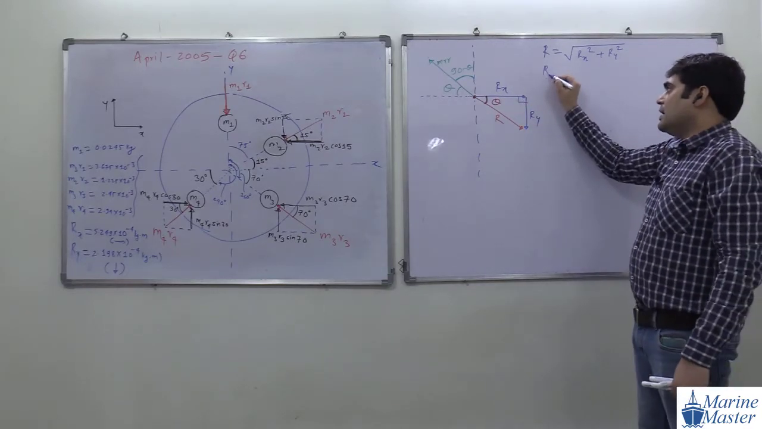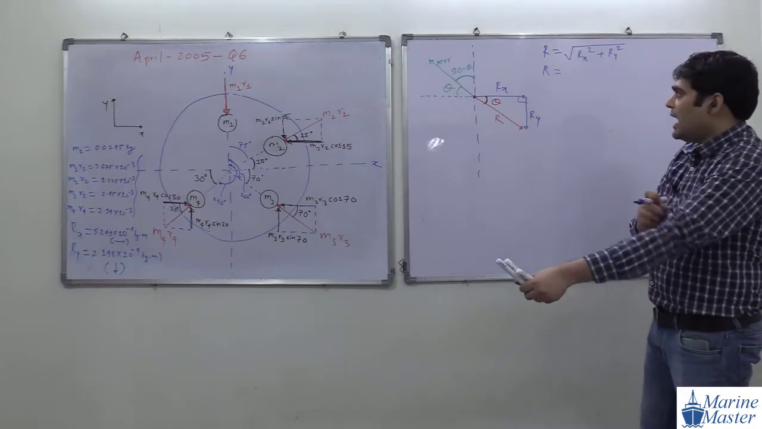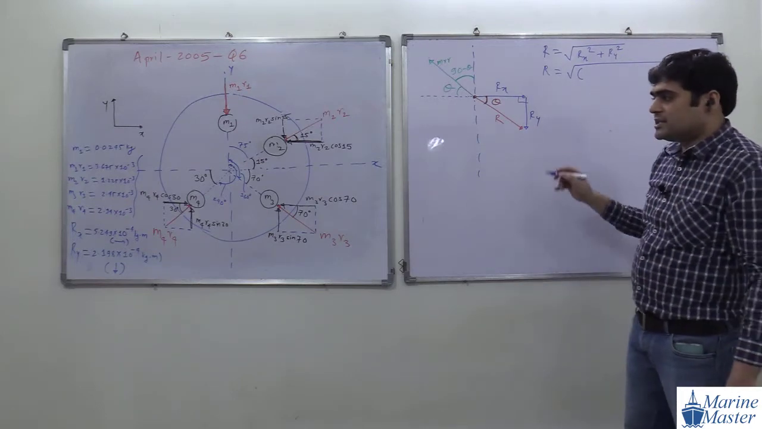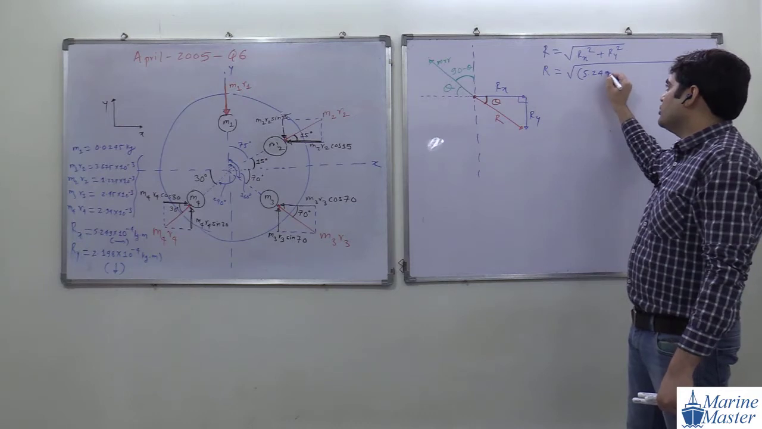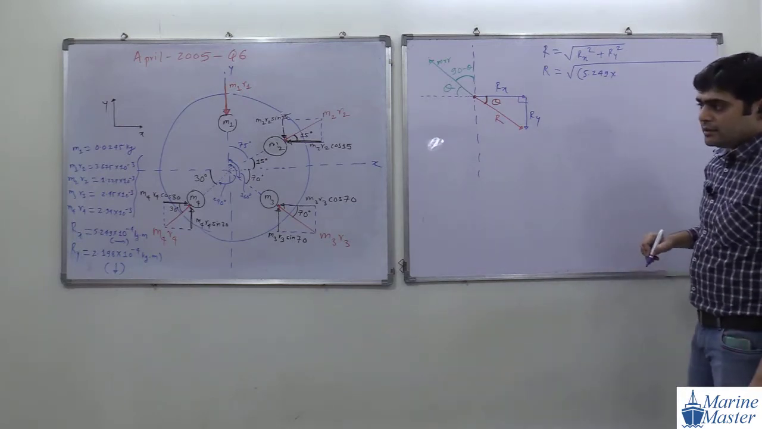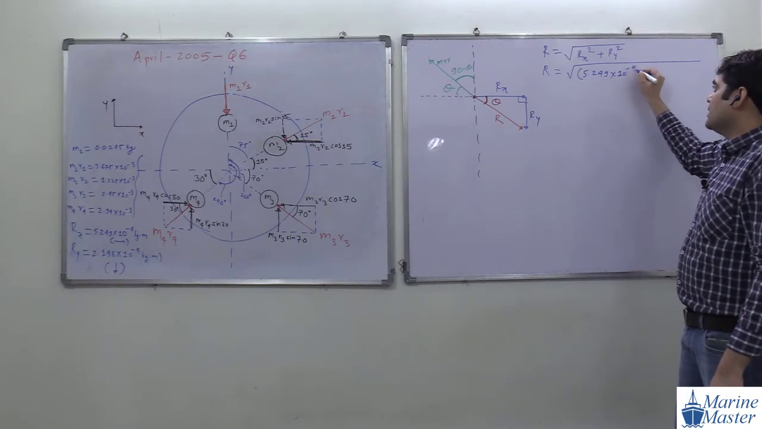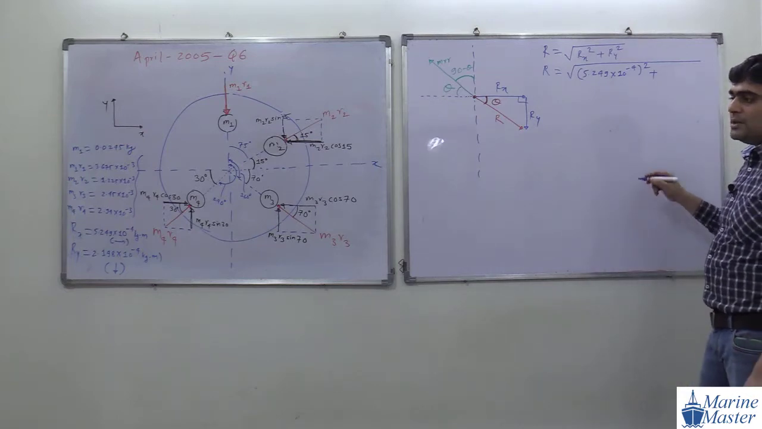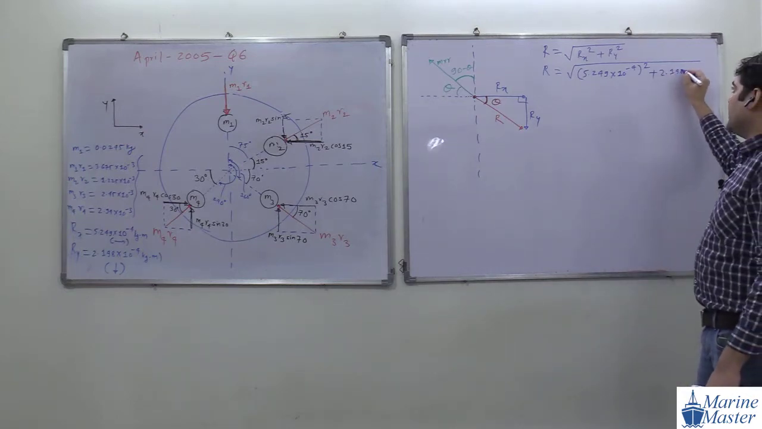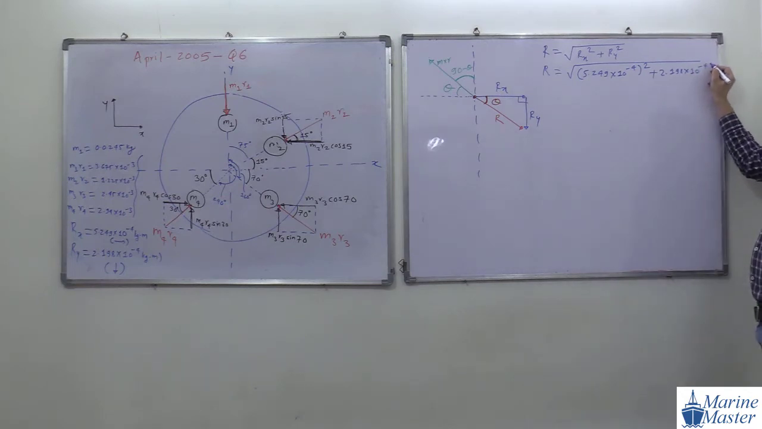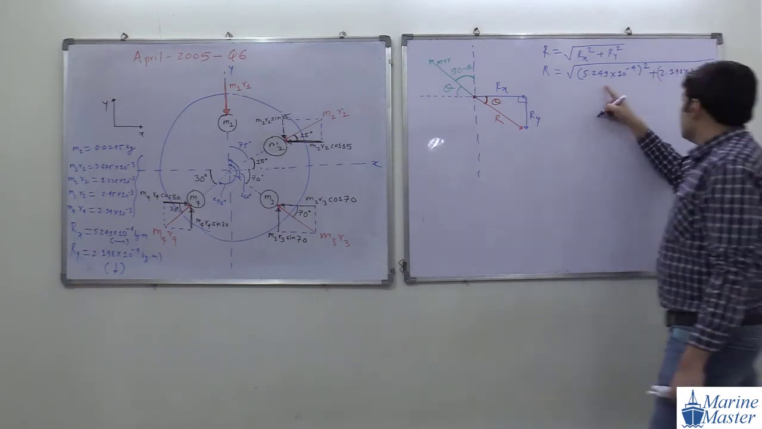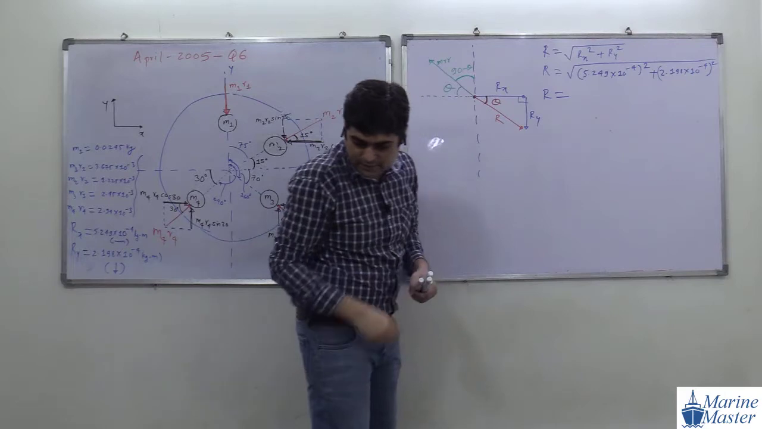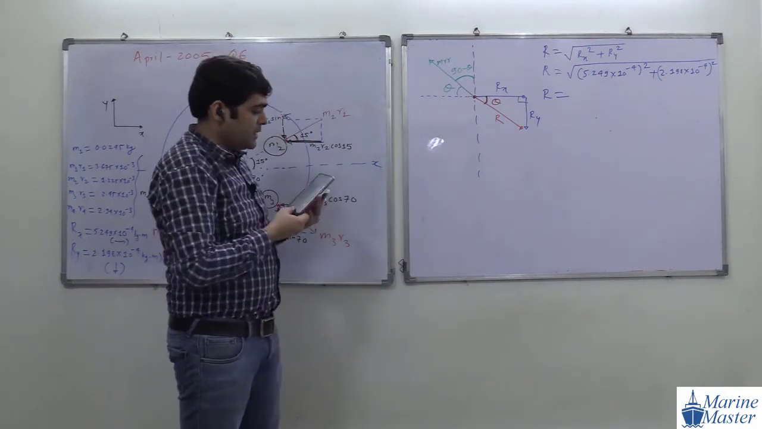So R will be equal to, try to see the point here. Rx will be equal to what? 5.2494 into 10 raised to the power minus 4, whole bracket square, plus Ry is 2.198 into 10 raised to the power minus 4, whole bracket square. So please do the calculation and tell me the value of R, everyone. You have to be good with calculations.